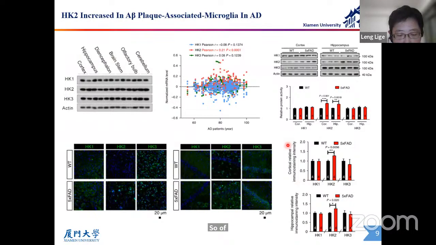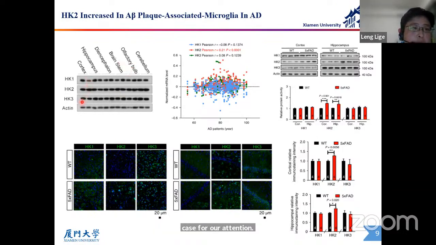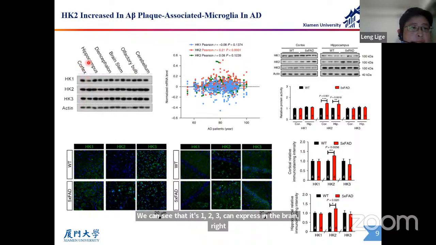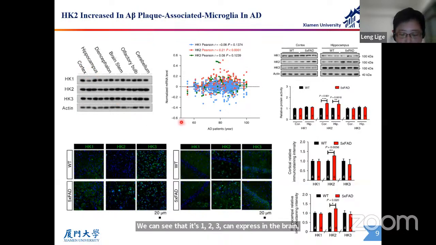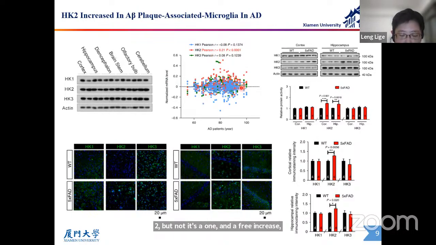Because it is the first rate-limiting enzyme in glucose metabolism, hexokinases draw our attention. We can see that HK1, 2, and 3 are expressed in the brain, including in the cortex and hippocampus. First we analyzed and found that mRNA expression of HK2, but not HK1 and 3, increased with age in AD patients.